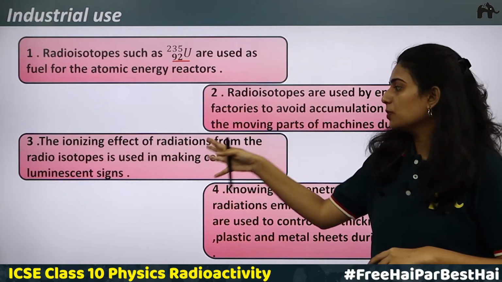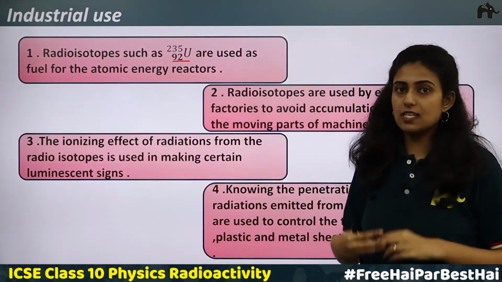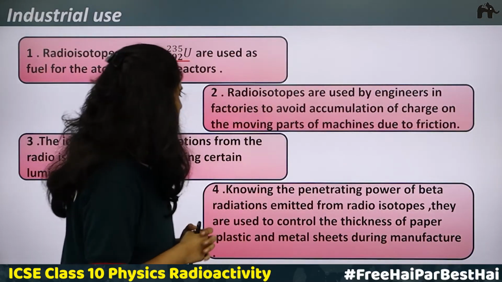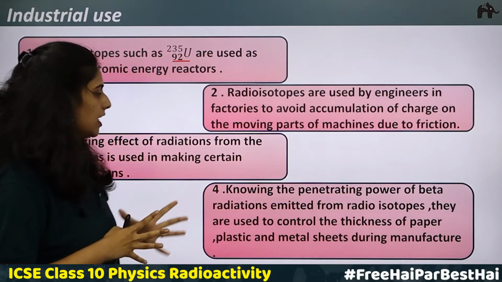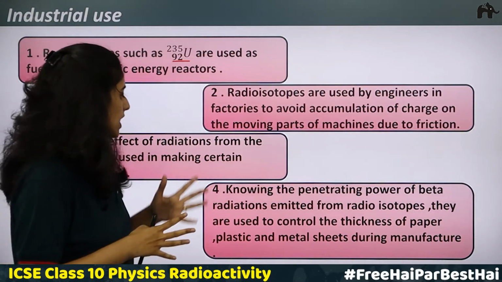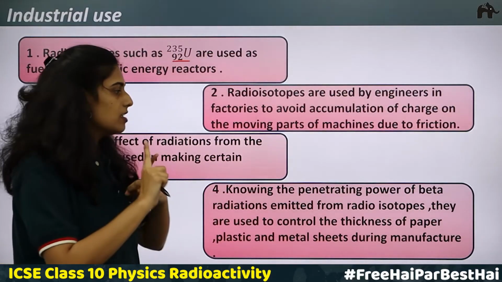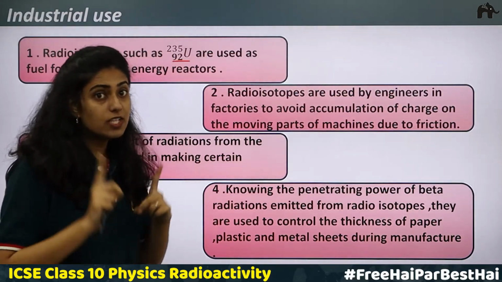Okay, for this to produce some luminescent signs, the ionizing effects of the radiations can be used. Now, the fourth point is knowing the penetrating power of beta radiation emitted from radioisotopes. They are used to control the thickness of paper. This also we have studied. Penetrating power is maximum in case of gamma radiation.